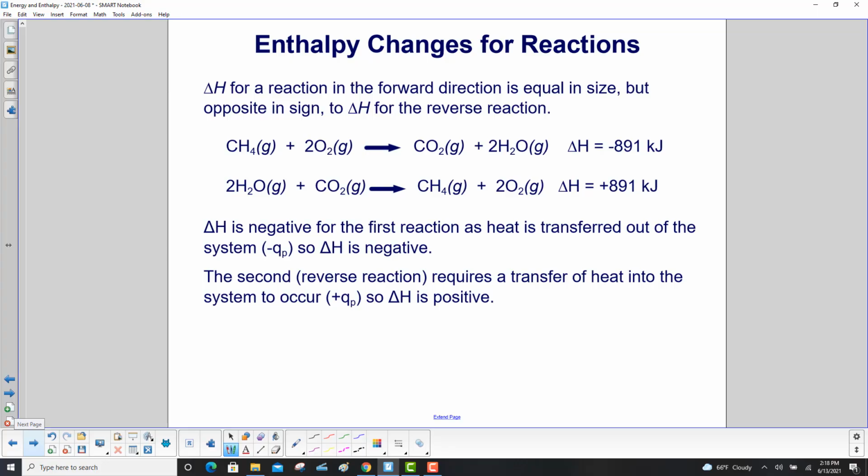The change in enthalpy for a reaction in the forward direction is equal in size, or magnitude, but opposite in sign to the change in enthalpy for the reverse reaction. So here's our first reaction. We're combusting methane. Delta H there is negative as heat is transferred out of the system. We have a negative Q sub P, so delta H is negative. The second reaction is the reverse reaction. In this case, we have water plus carbon dioxide gives us methane plus oxygen. This case requires a transfer of heat into the system to occur. We have a plus Q sub P, so delta H is positive.